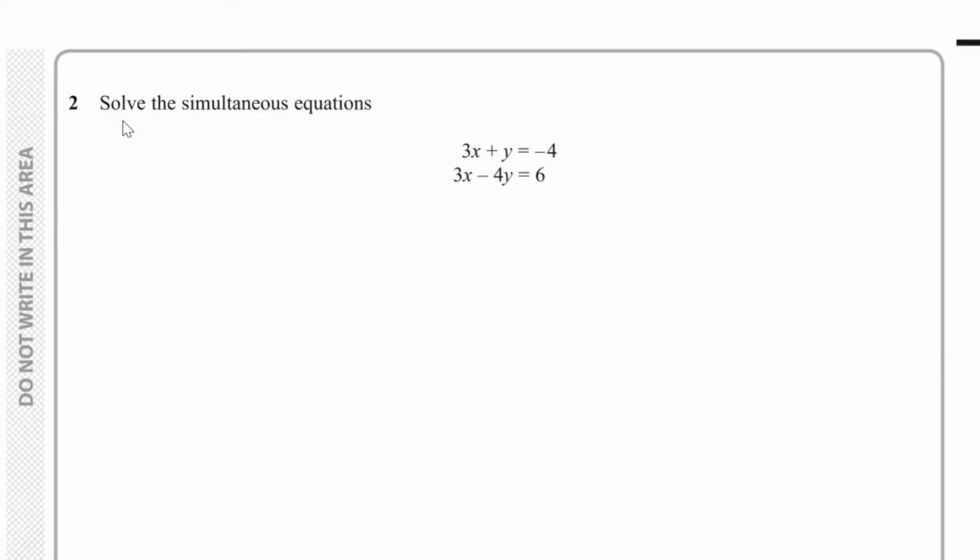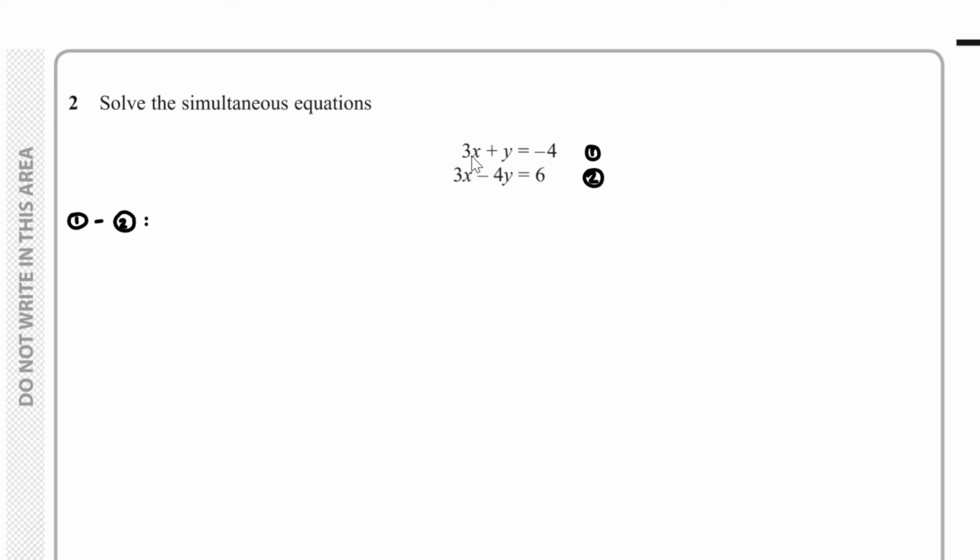Question number 2, we have to solve the simultaneous equations 3x plus y equals minus 4, 3x minus 4y equals 6. Well, if I call this equation 1 and the second one equation 2, first of all, you will notice the number in front of the x, in other words, the coefficient of x, is the same. And because of that, we can subtract the equations. So we will do equation 1, take away equation 2.